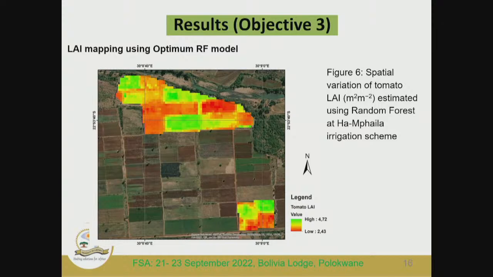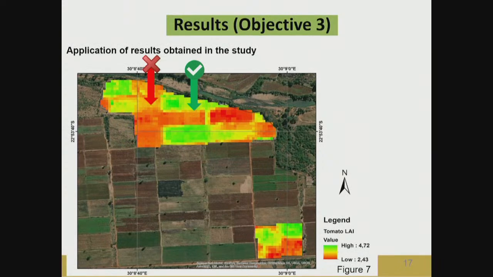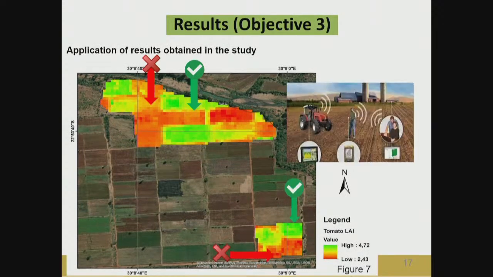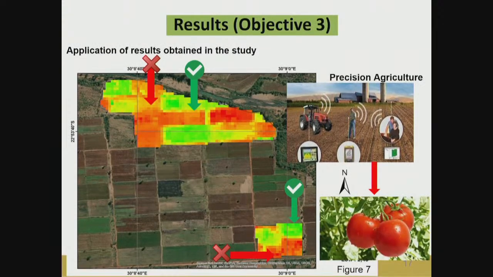And this is the map that we created based on the optimum regression model. It shows the spatial distribution of leaf area index across the field. And what next? What next is that this can then be included in a computer to do what we call precision agriculture, to navigate the areas that require intervention and increase productivity in the tomato fields.